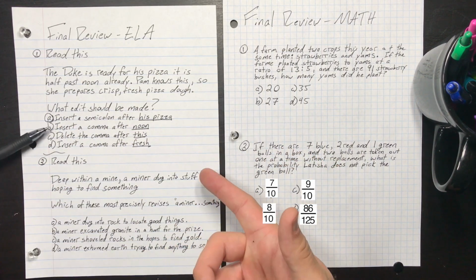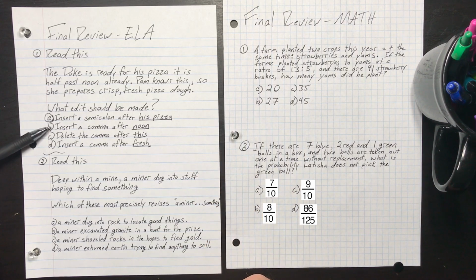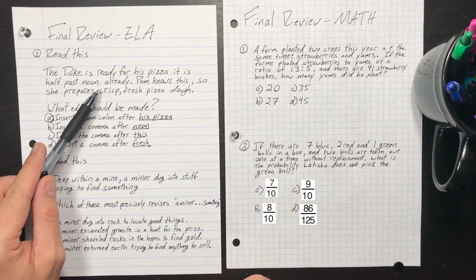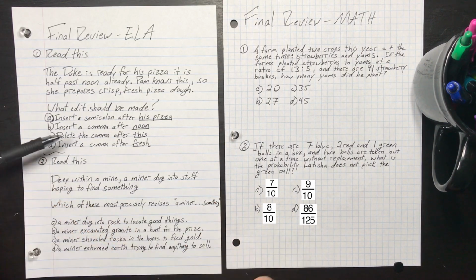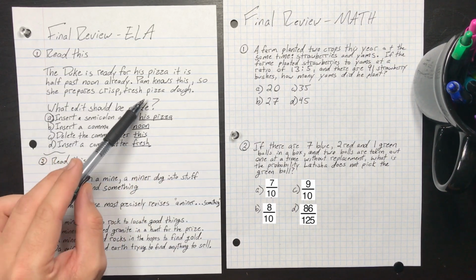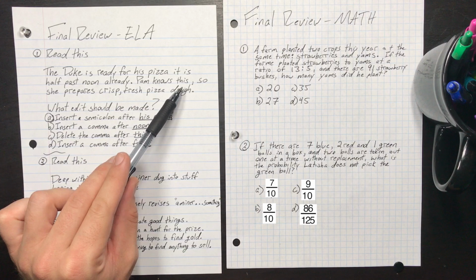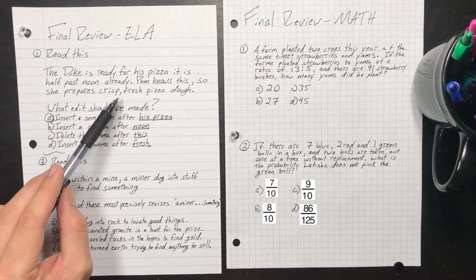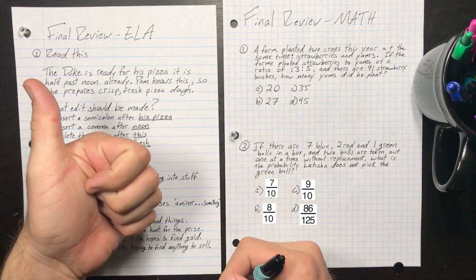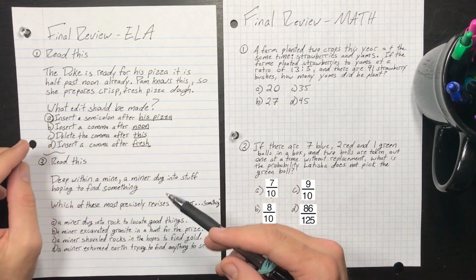Insert a comma. Now we just check to make sure that that's right. Insert a comma after noon. Noon already. That's not necessarily needed. It's more of just like a pause, how you would read it. Delete the comma after this. Pam knows this. So she prepares the crisp, fresh pizza dough. Pam knows this is independent. She prepares crisp, fresh pizza dough is independent. And this is a comma FANBOYS. That is an appropriate way to combine two independent sentences.